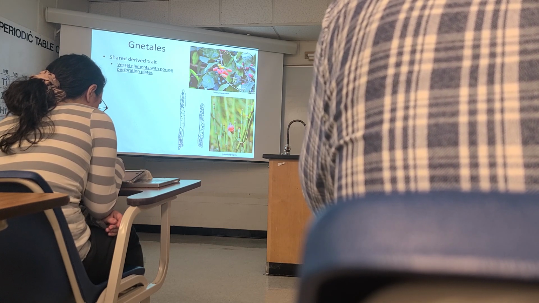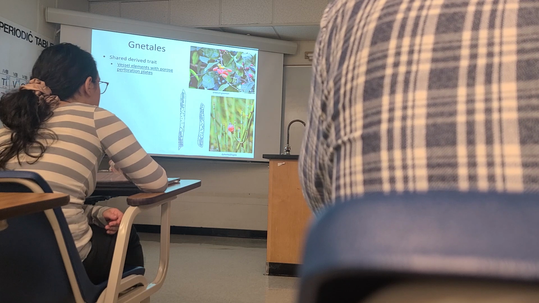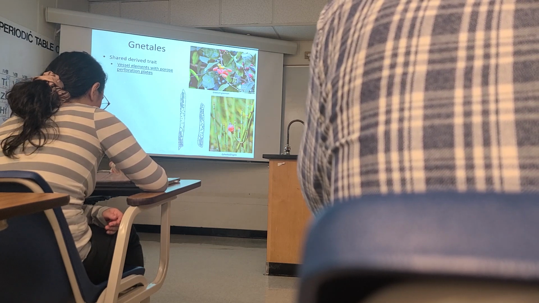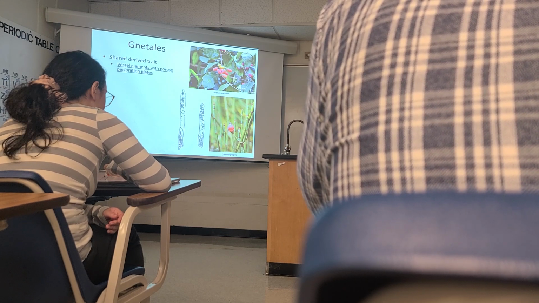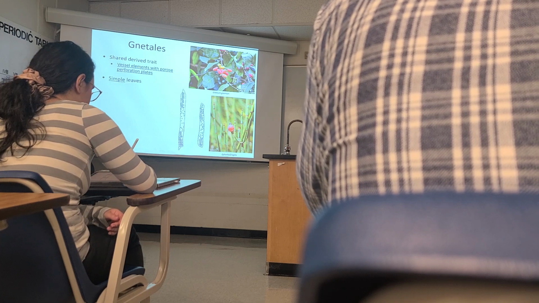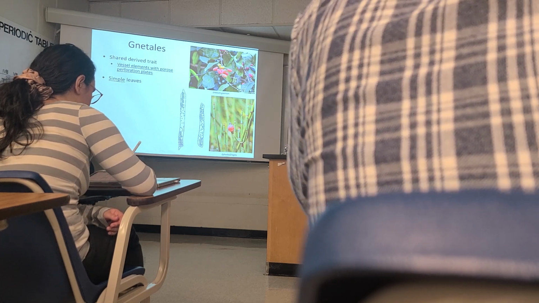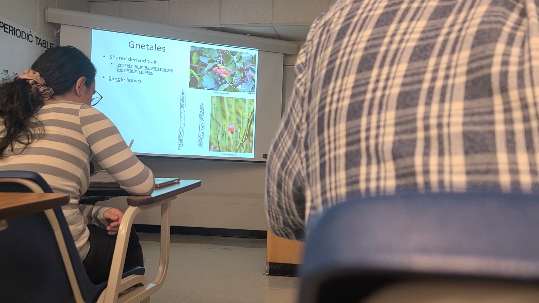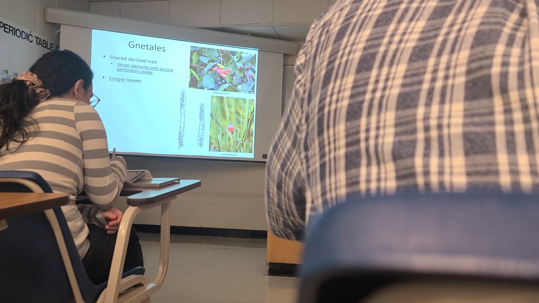So if they've got vessel elements, take a look and see what the connecting points look like between the cells to see if it is something like this where it's going to belong to the knee tails. They have simple leaves, although what those leaves look like is going to vary tremendously across the group. Some of them have leaves that look like little scales.